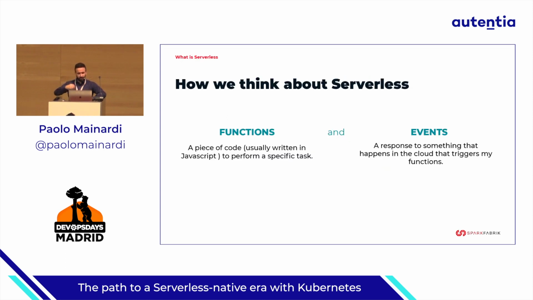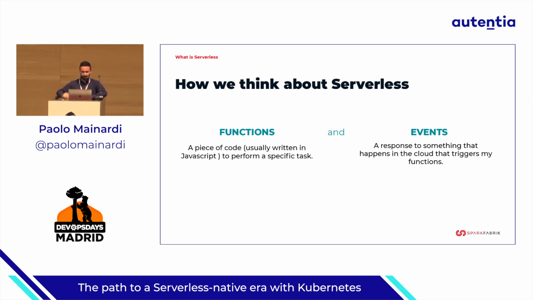So when we think about serverless, basically we think of function as a service. Maybe you already know this term, which is sold a lot by the cloud vendors. Maybe you know AWS Lambda, which is basically functions and events. Functions are a piece of code, usually written in JavaScript, but we will see later that you can develop in several languages, to perform a specific task.